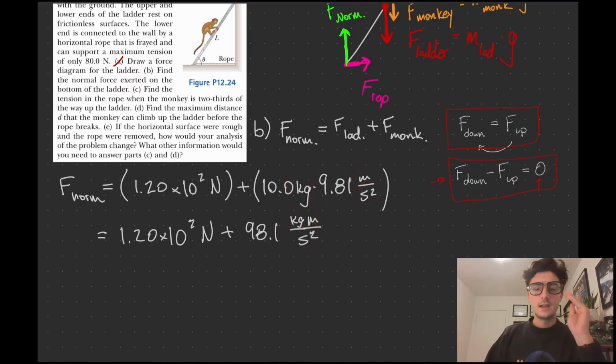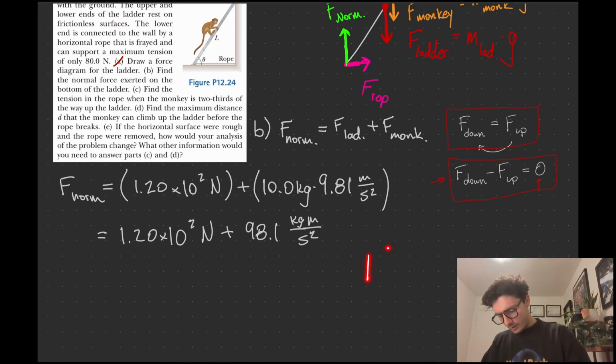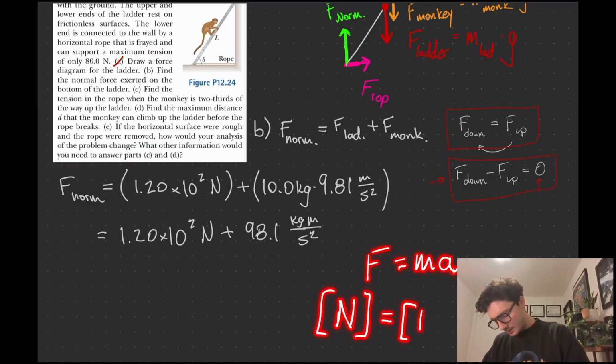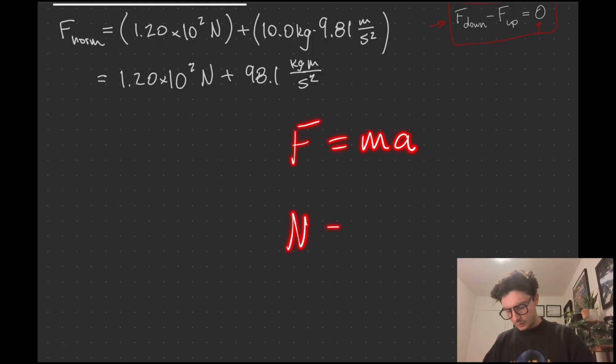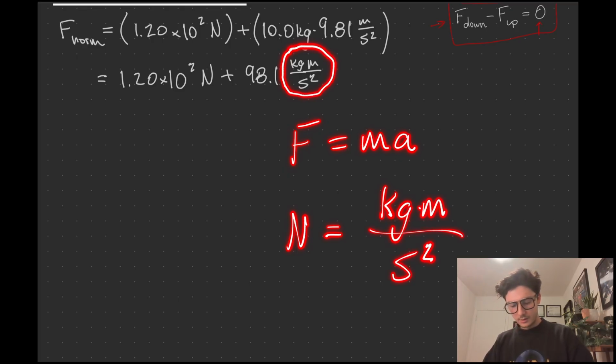I'm going to give you guys a 1 million IQ trick here. Remember F equals ma? You cannot forget this. This is Newton's second law. What does F have units of? It has units of newtons, and m is mass. This has units of kilograms. And acceleration is meters per second squared. So if you ever forget what newtons means, just remember F equals ma, and you're going to see that newtons written out in SI units is kilogram meters per second squared, which is exactly the units we see here for the force of the monkey.